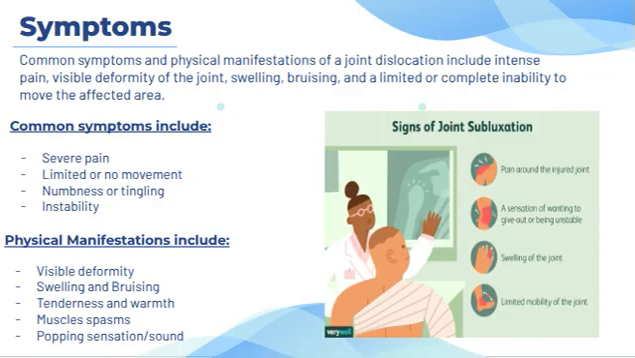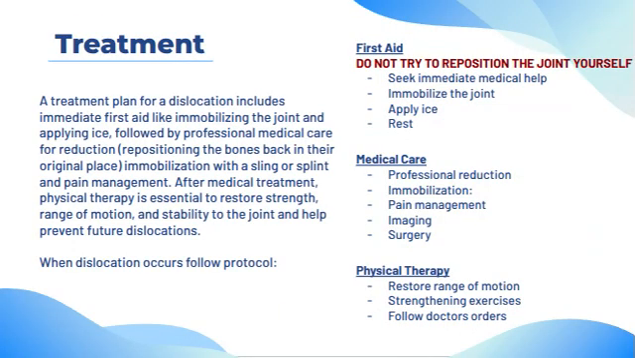And then we're going to be moving on to treatment. So, a treatment plan for a dislocation includes immediate first aid like immobilizing the joint and applying ice, followed by professional medical care for reduction, which is repositioning the bones back in their original place, immobilization with a sling or splint, and pain management. And then after medical treatment, physical therapy is essential to restore strength, range of motion, and stability to the joint and help prevent future dislocations.